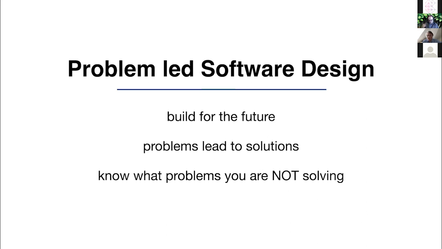Number 2, and equally important, is that the problems you pick have to lead the way to the solutions and not the other way around. Do not decide what you want to go build and then start looking for problems it solves. You've got to focus on, this is the set of problems that are interesting. And from that, you'll intuit and figure out what the solutions are supposed to be. And then thirdly, again just as important, you have to know what problems you're not solving. And if you can, take the time to articulate them.